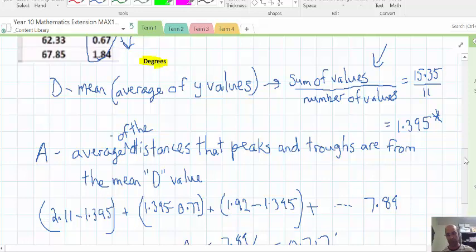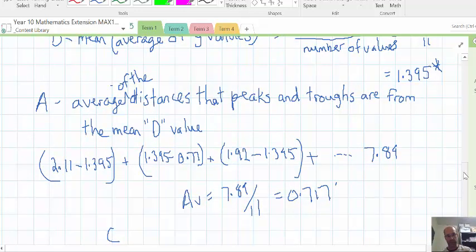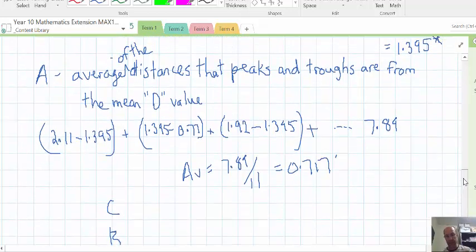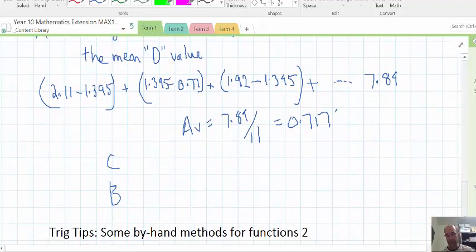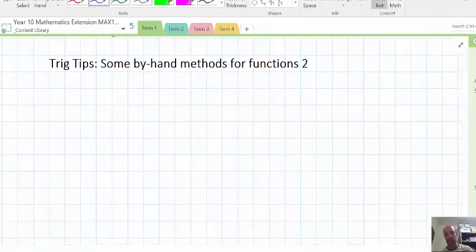Mathematical modeling is messy. So you can see on the screen that's our value we got for D, our value we got for A. Go back to that video if you want more of an insight on how we did that. Looking for C and B now. C is your phase shift or your horizontal translation, and B is linked to the period. So let's move on then to find C.